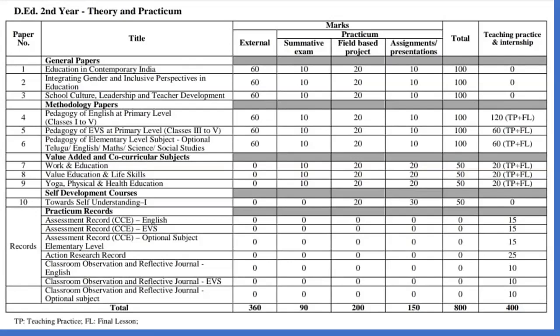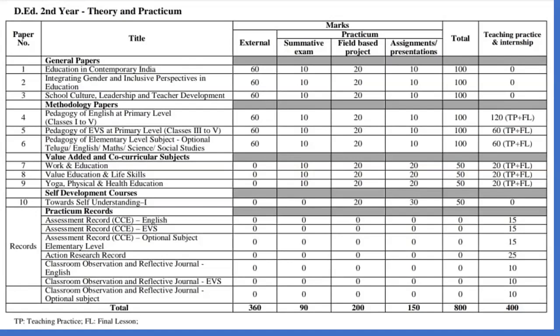Then there will be 2 final lessons. P1 final lesson will be evaluated for 20 marks. P2 final lesson will be evaluated for 20 marks. Total 120 marks have been allotted for pedagogy of English at primary level. Hence, you can understand that a lot of importance has been given to this area, pedagogy of English at primary level, because English is very essential for your growth. You should attain wonderful English skills and help our students to develop those skills.